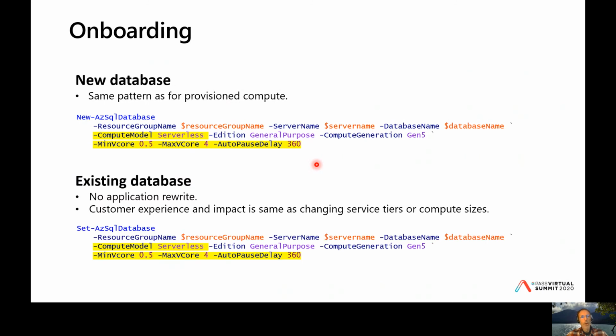It's much the same story for existing databases that you'd like to move into serverless. Essentially the same API signature. And by the way, if I presented examples from CLI or REST APIs, they would also follow very similar patterns.